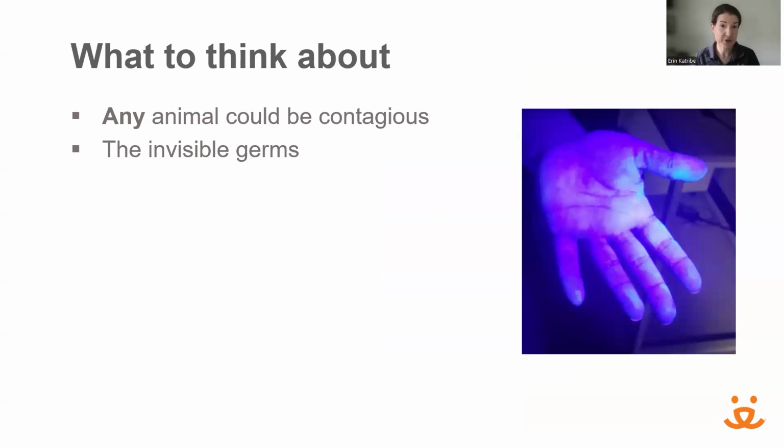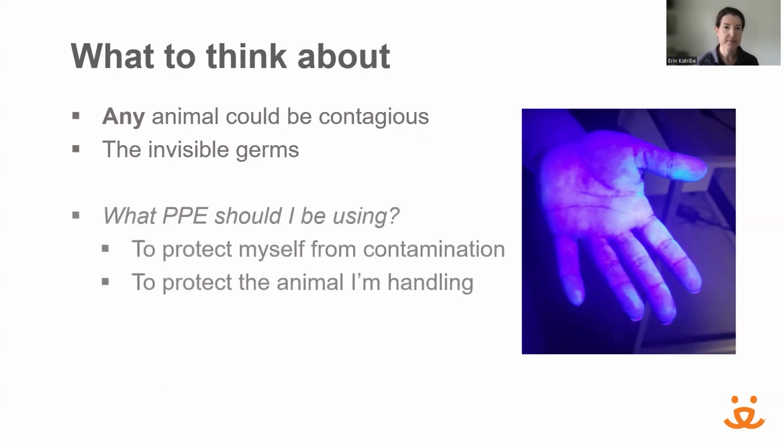So what do we need to think about in shelters? Any animal that we're interacting with could potentially be contagious, even the ones that look healthy. And anytime we're handling an animal, we need to think about the invisible germs. Anytime I think about my hands, am I going to become contaminated? Or could I have already become contaminated unbeknownst to me? Or maybe somebody else didn't take appropriate precautions and they touched that door handle that I've then touched. Could my hand actually be contaminated?